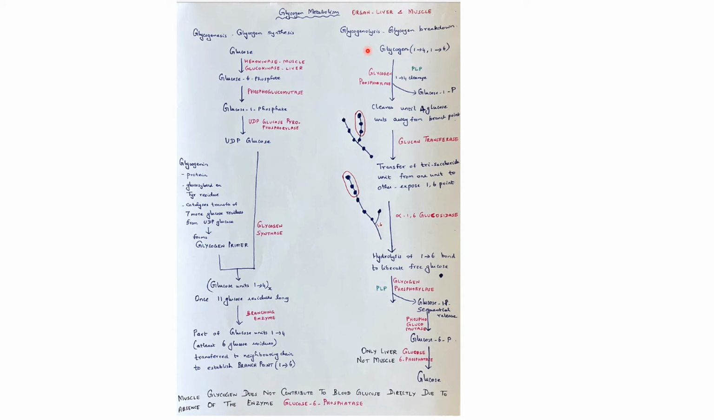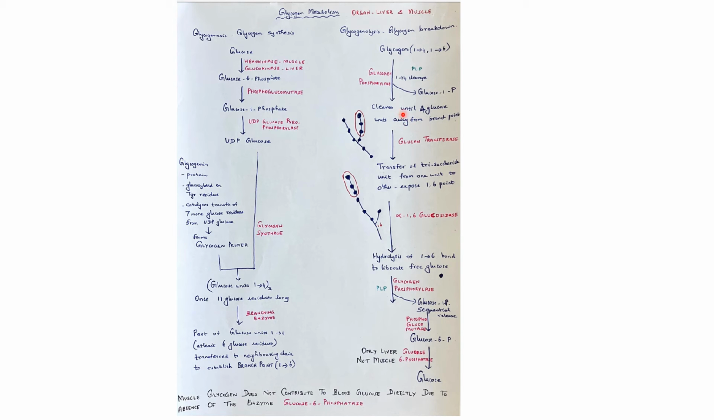Now, this is formed. How do we break it down? Glycogenolysis, or glycogen breakdown. Glycogen has straight chains with 1,4 linkage and branch points with 1,6 linkage. Here, two major enzymes. Glycogen phosphorylase is the first enzyme. It breaks all the 1,4 straight chain linkages, releasing glucose as glucose 1 phosphate. One major key point is that PLP is a coenzyme for glycogen phosphorylase. This is the only enzyme of carbohydrate metabolism which requires vitamin B6 or its coenzyme form, pyridoxal phosphate.